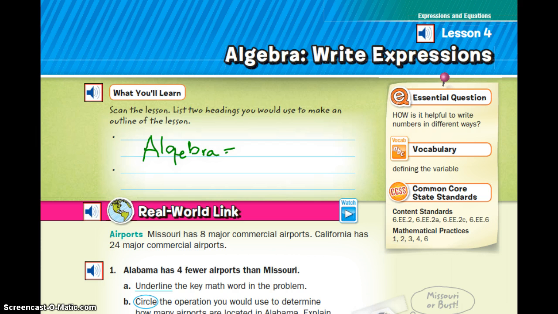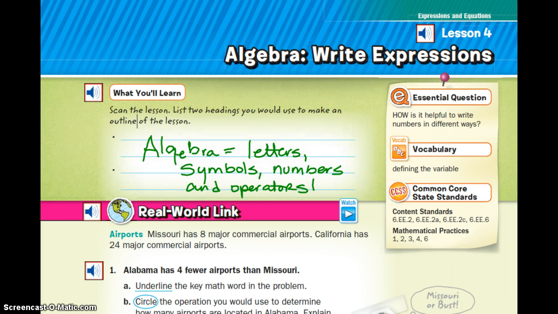Algebra is the mathematics involving letters, symbols, numbers, and operators. When I say operators, I mean add, subtract, multiply, and divide symbols. Alright, so let's look at our first example.